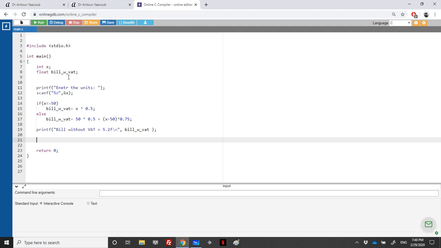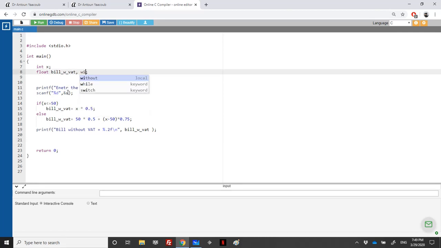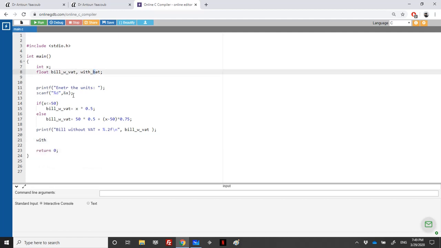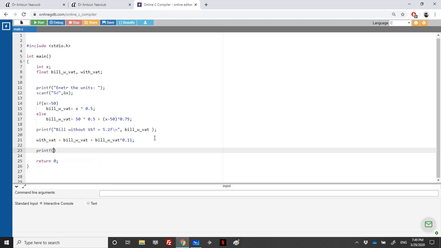So you can either define a new variable, let's call it with VAT. I don't like to define it, but okay, I will define it, and then I will erase it. So with VAT is equal to the bill, the amount, plus 11% of this amount, which is equal to 0.11. Or we can directly printf, let's copy this, that's easier. So bill with VAT is equal to this one multiplied by 1.11, because this one is equal to 1.11.